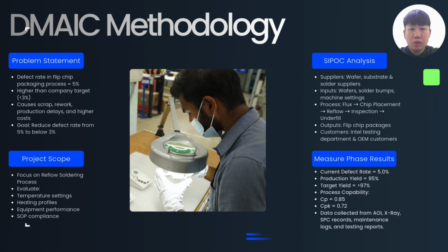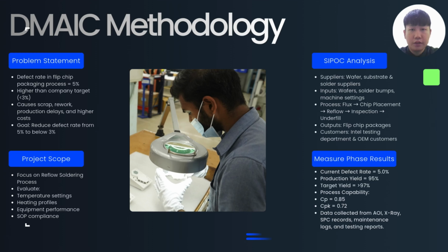The suppliers included wafer, substrate, and soldering material suppliers. The inputs consist of silicon wafer, solder bump, and machine setting. The process flow covers flux application, chip placement, reflow soldering, inspection, and underfill. The output is a completed flip chip semiconductor package, while the customers are the Intel testing department and OEM customers.